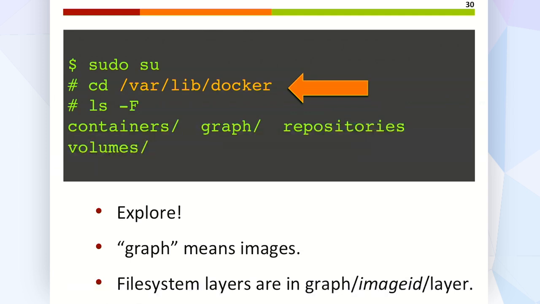If you want to see the file system layers, layer upon layer upon layer, then you go inside graph/image_id/layer, and now you'll see what was done in that layer of the file system. And then using the parent hierarchy, you can look at each individual layer and see how stuff was stacked up.